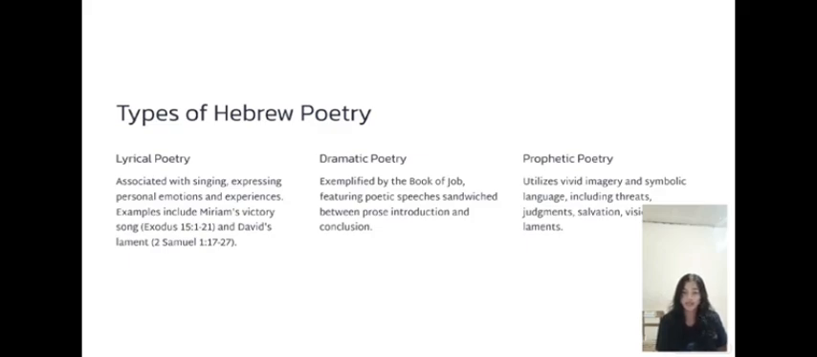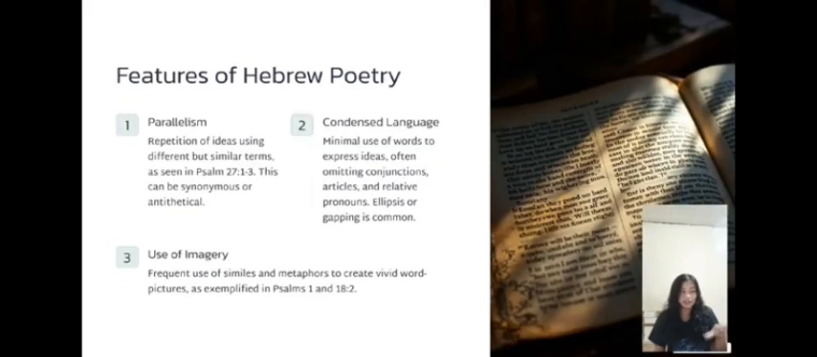So now let's proceed to the main features of poetry. We all know that with poetry, we use figurative language, right? Like metaphors, similes, onomatopoeia, literary devices. But the 3 main features of Hebrew poetry are, first, parallelism. Parallelism is the repetition of an idea using different but similar terms. For example, in Psalm 27 verses 1 to 3, verses 1 and 3 use the same type of parallelism, which is synonymous parallelism, and verse 2 is antithetical parallelism.